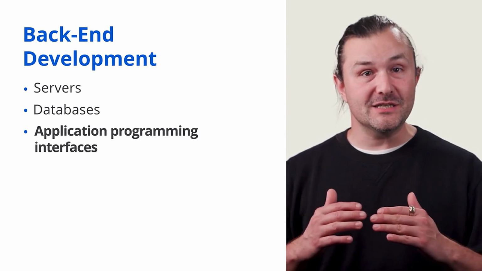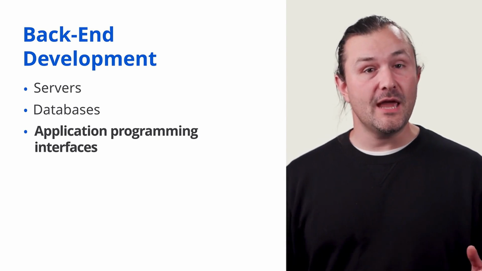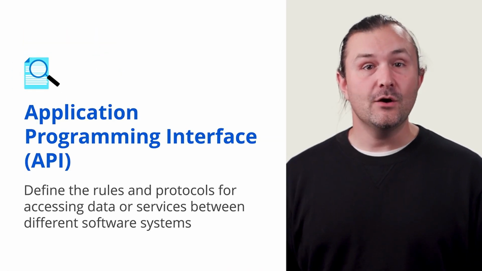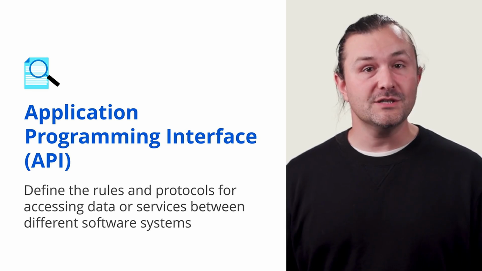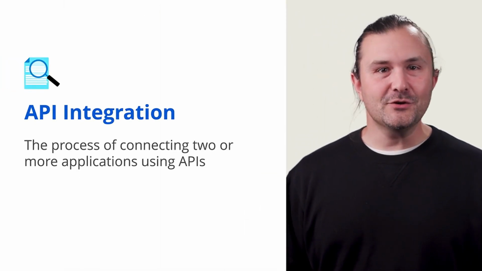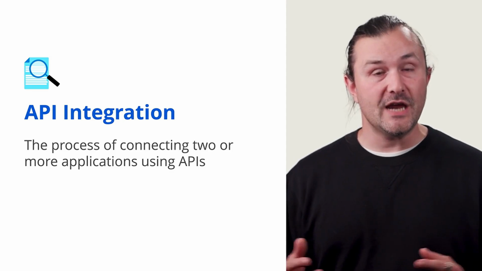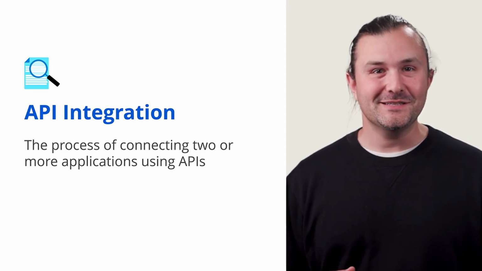APIs are like bridges that allow different software systems to communicate with each other. APIs define the rules and protocols for accessing data or services between different software systems. For example, when you make a credit card payment for your products, it's likely using APIs to talk to the credit card companies and to process the payment on remote servers. This involves API integration. API integration is the process of connecting two or more applications using APIs to exchange data and perform actions.